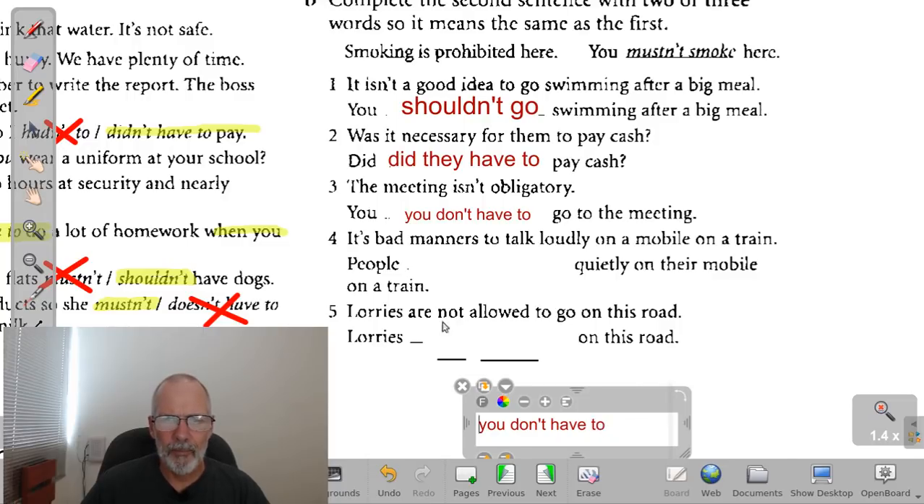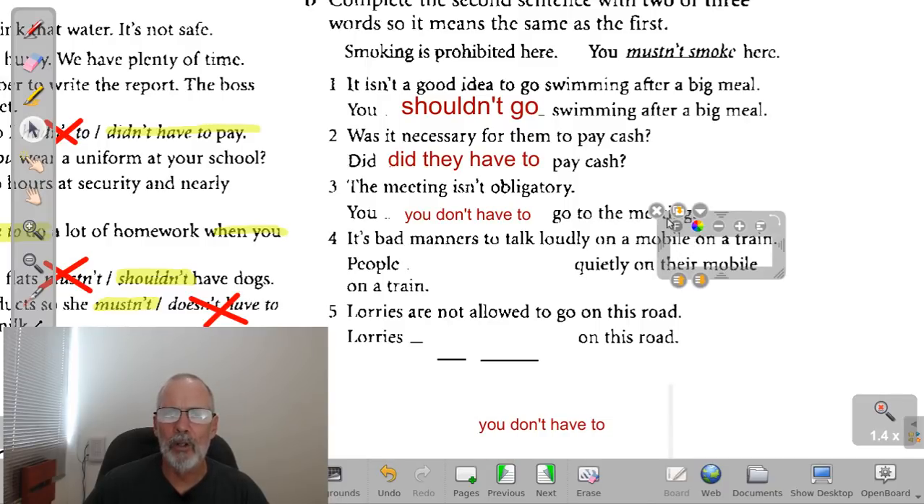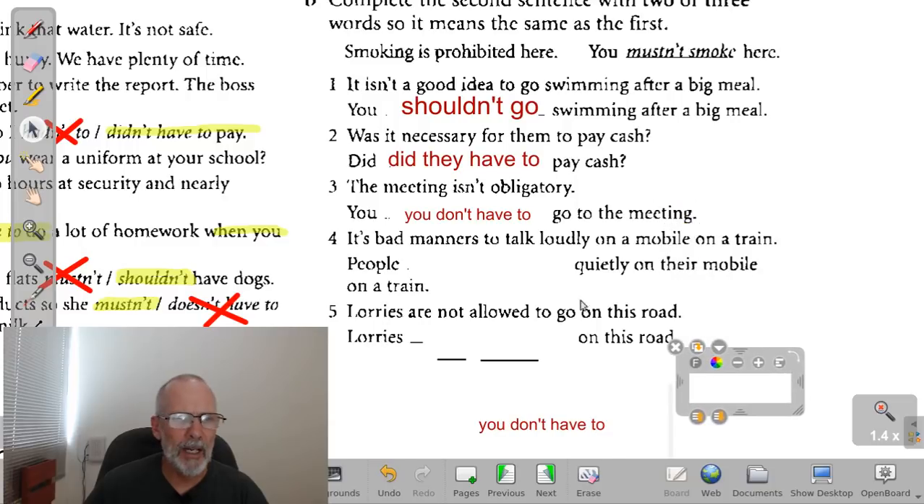Next one. It's bad manners to talk loudly on a mobile on a train. Mobile here means cell phone in American English. In the United Kingdom they say mobile phone. It's bad manners. So this is like a suggestion, like advice, like an opinion.